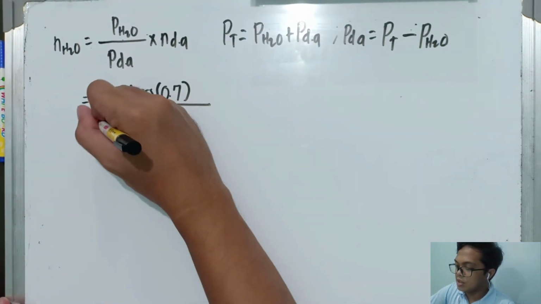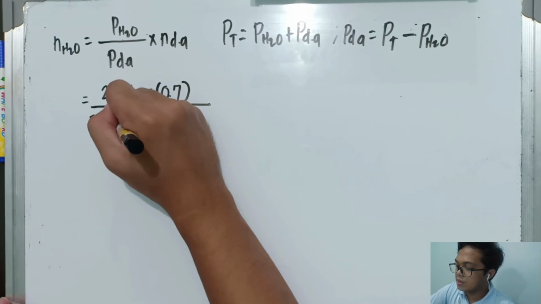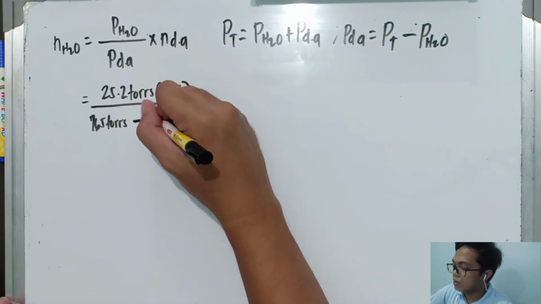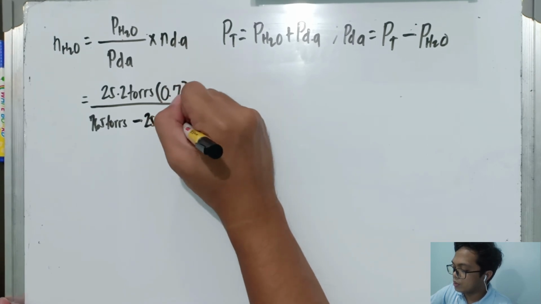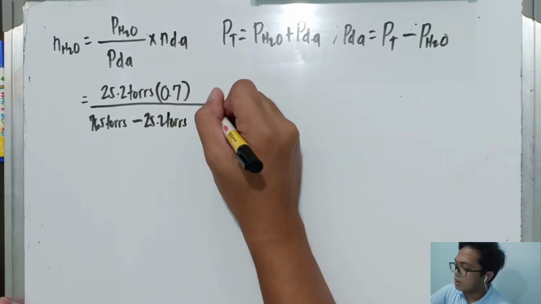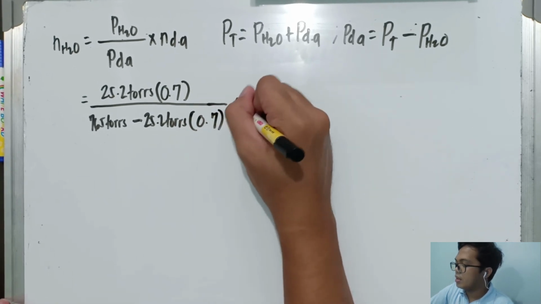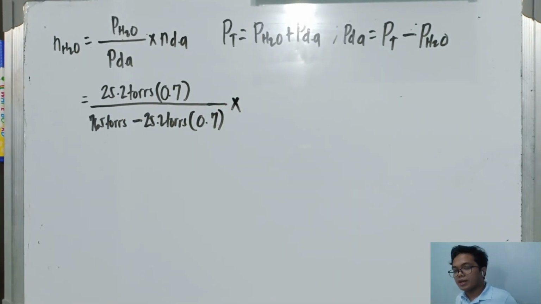So let's divide this. So that's going to be 765 torrs minus our pH2O, 25.2 torrs multiplied by 0.7. Okay, and then we multiply this fraction using the moles of dry air.